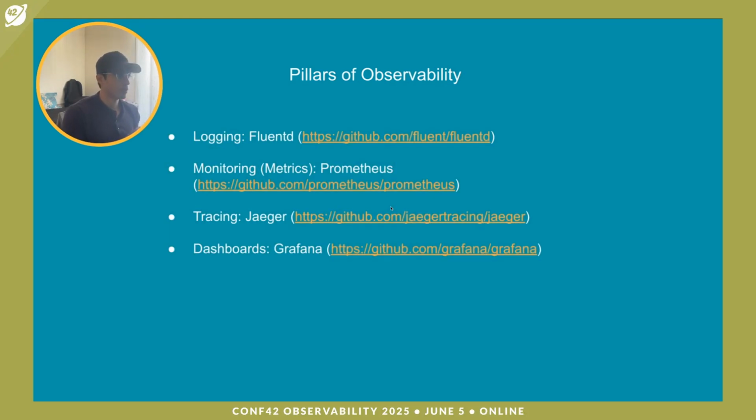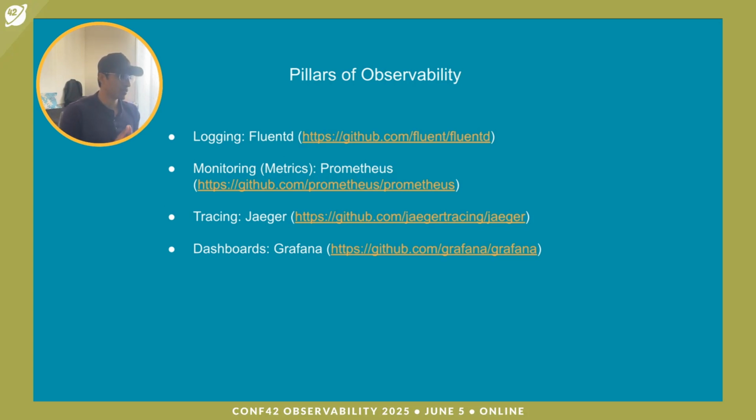Now, for all these pillars, I have identified some of the most popular tools that are available open source, starting with logging. Fluentd is one of the most popular log aggregators found in the open source community. For monitoring, we have Prometheus. Prometheus is arguably one of the most used components in Kubernetes clusters for aggregating your metrics data.